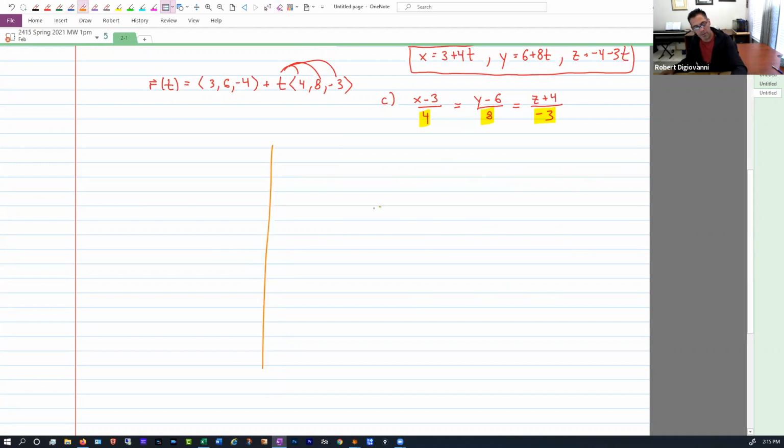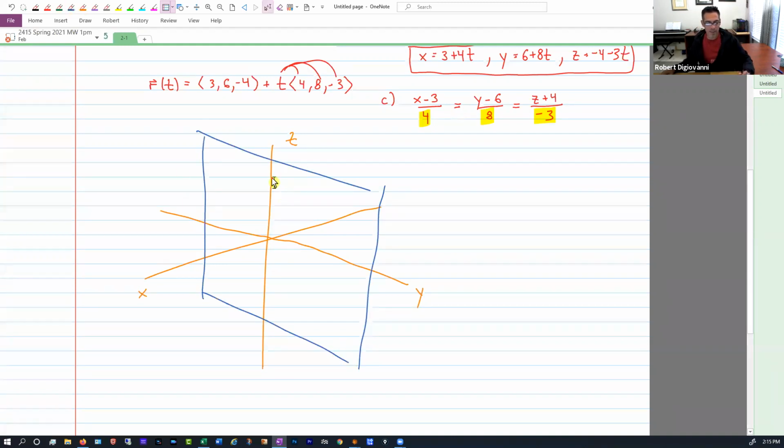Graphically, we have three-dimensional space. If this is X and this is Y and this is Z, the YZ plane is that plane right there. Does that look okay? It's always hard to draw in three-dimensional space. And then we have a line that's punching through somewhere. It's hitting there somewhere, right? And we want to know where. So, Donald, can you tell me anything about this line?